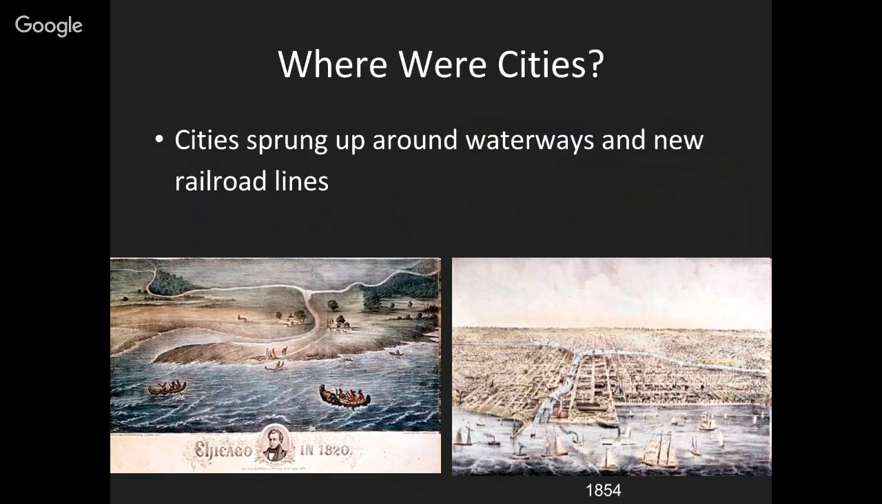So you're going to see a lot of meat packing industries in Chicago. But it's also close enough to the east that there's a magnet for people there. So there's going to be a huge market. So there's a little bit of everything in Chicago. So it's a perfect city.